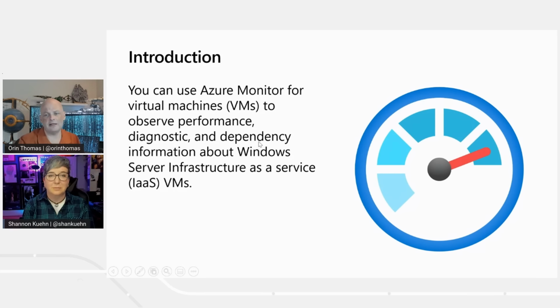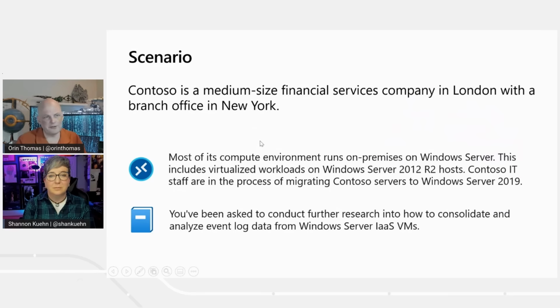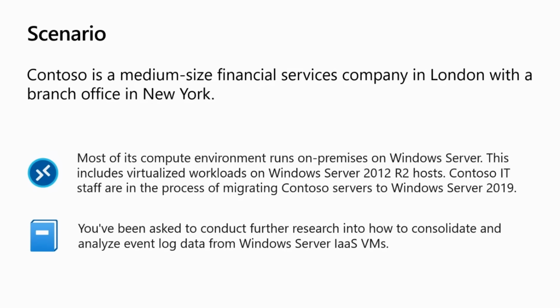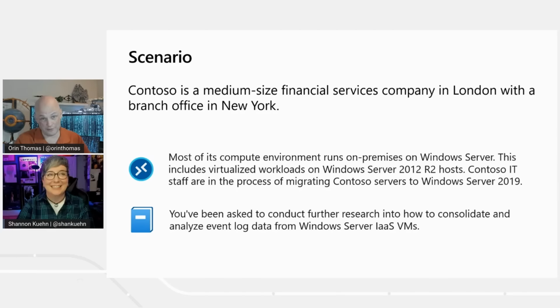Okay, so let's talk about the scenario. So the scenario is that we've got that great famous Microsoft company, Contoso. And today, because Contoso is one of those organizations that might be in the Cayman Islands, and has many hats that they wear at Contoso. And today they're wearing the financial services hat, and they're in London with a branch office in New York.